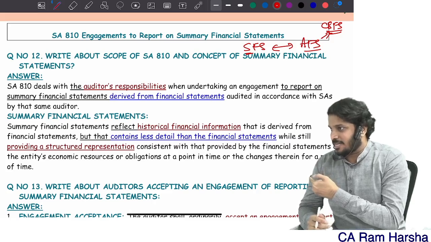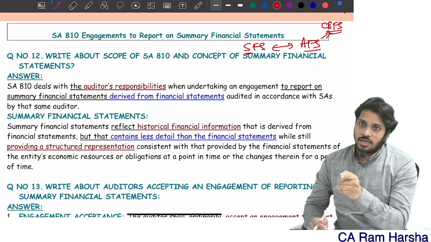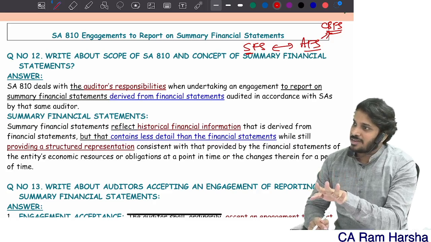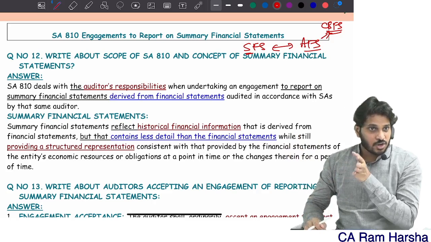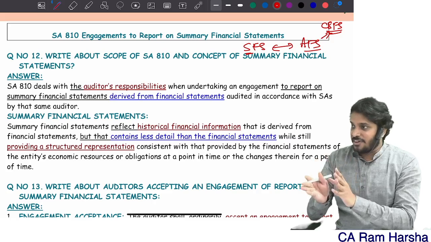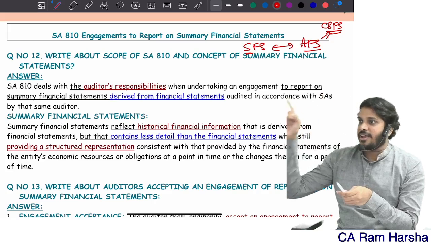The company said they prepared summary financials. You check whether they are a fair summary or not. If so, give a report that they are a fair summary, a positive opinion. Suppose you felt that it is not a fair summary, like the summary financials are discussing some details that are not identifiable in the main financials.